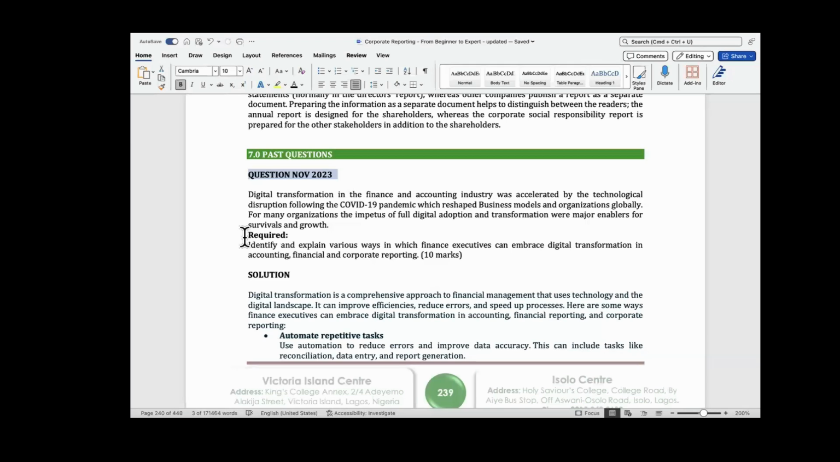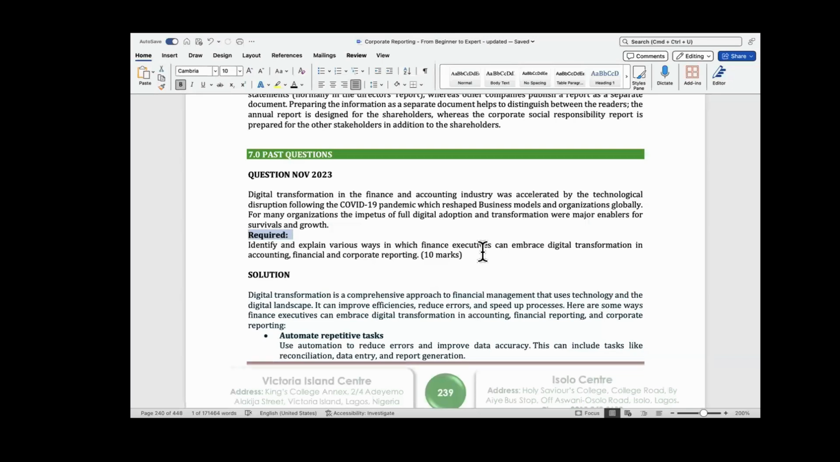And if you look at the question in November 2023, you were asked to identify and explain various ways in which finance executives can embrace digital transformation in accounting, finance, and corporate reporting. So I think they asked something similar to this last diet as well around IT. No, no, no. The one they asked was, I think, a system breach. Then, if you work with that company, how would you advise your clients? That was what that one was about.